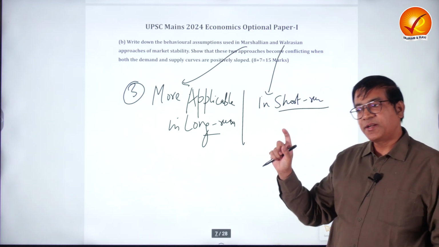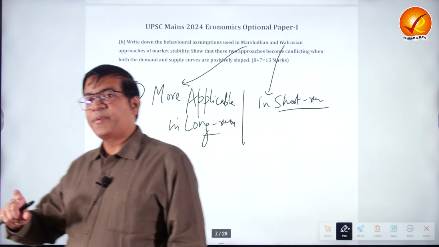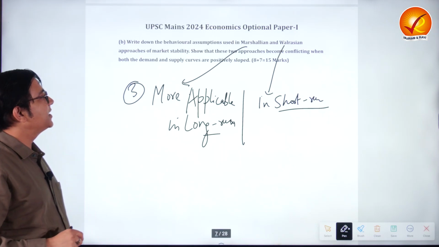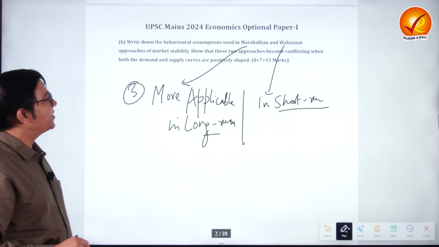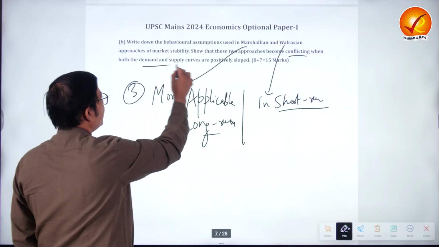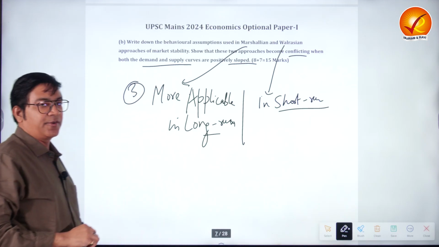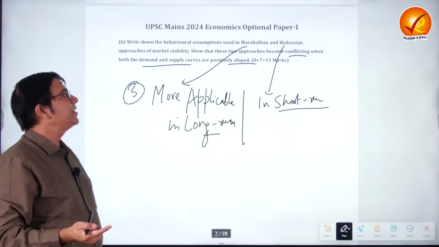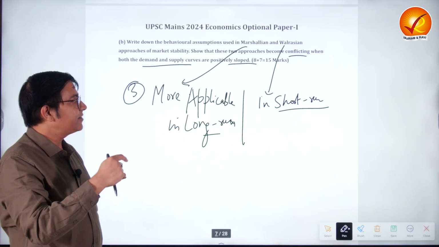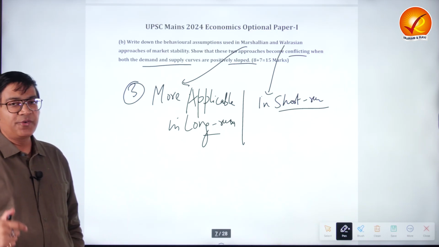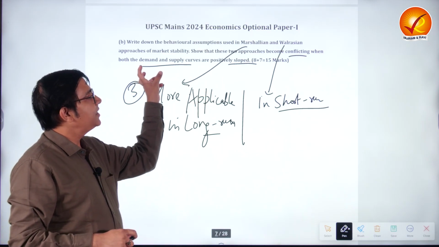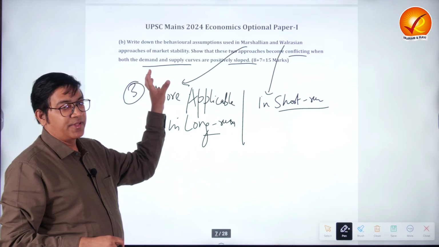Walras is more of short run, where right now when there is a price change, consumers or producers behave accordingly. And then the second part of the question was to show that they become conflicting when the demand and supply curves are positively sloped. This is just one of, in fact, 2 of the 6 cases. There are 6 cases of Marshallian Walrasian stability which we discuss in the class in detail. In the exam, you are being asked on 2 of them.